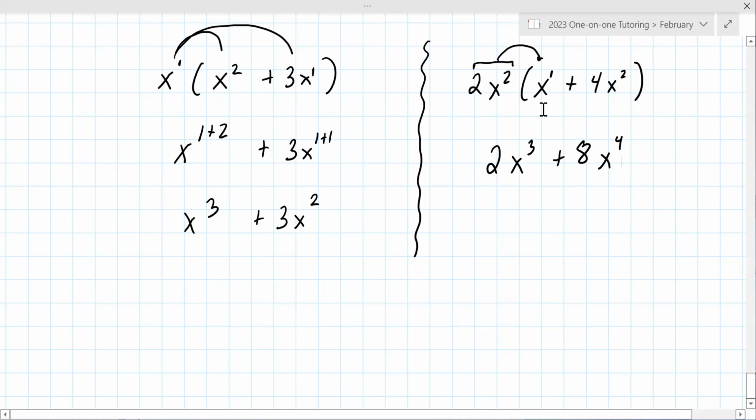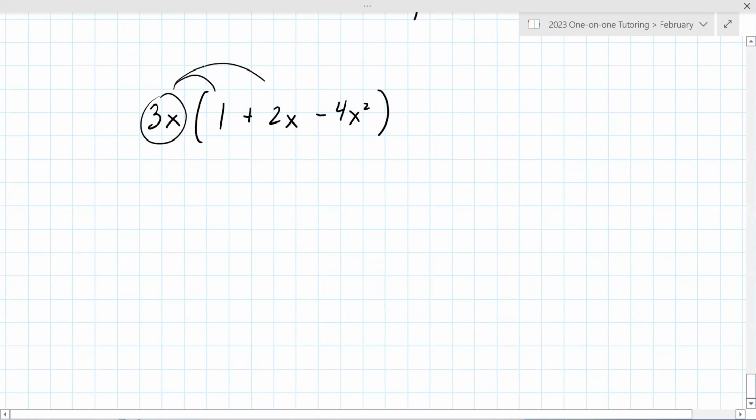If you've seen this before, it's just an extension of what we just did. Give you a few practice problems here to try or guide me through. Any questions though on that? Mm-hmm. All right. So let's try a problem here. Let's say it's 3x times 1 plus 2x minus 4x squared. Okay, so we're going to take that 3x and multiply it into everything here.